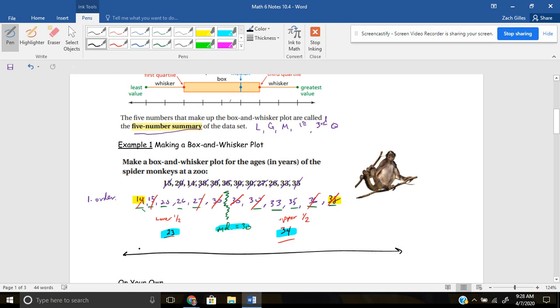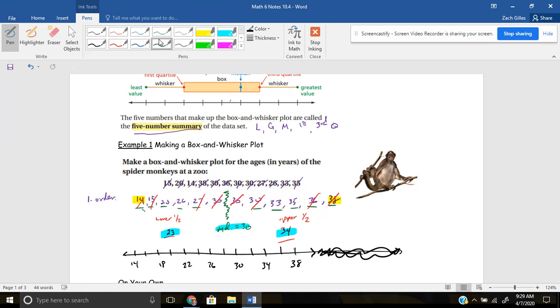We'll see if this is enough room. So I have 14, 16, 18, 20, 22, 24, 26, 28, 30, 32, 34, 36, 38. Looks like I'm good right there. Okay. And then I'll include my 5 different numbers that I have to choose from.